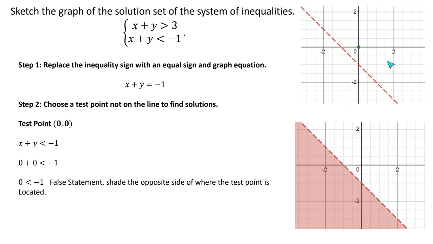Now I need to choose a test point. I'm going to use 0, 0 again. So if x is 0 and y is 0, then 0 is less than -1. That is going to be false, right? Because 0 is greater than -1. So we're going to shade on the opposite side, which is down here. So this would be our result.